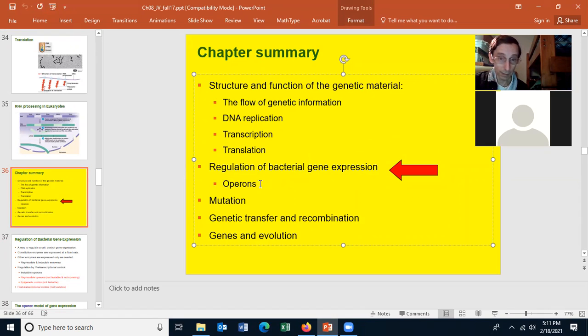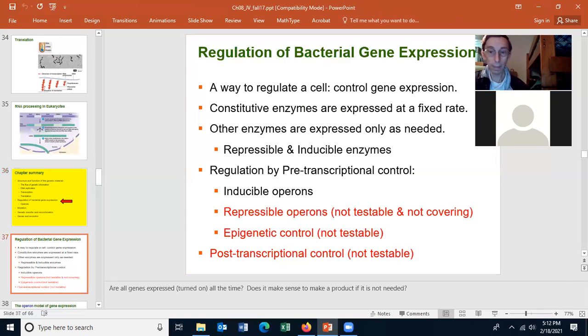And then after talking about the regulation of bacterial gene expression, you'll learn about mutation. That should be in the worksheet, the in-class activity for this lesson. And I think you have 2 in-class activities in Chapter 8. And then we'll talk about the genetic transfer and recombination. And then lastly, we'll talk about genes and evolution. Any question about any of that?